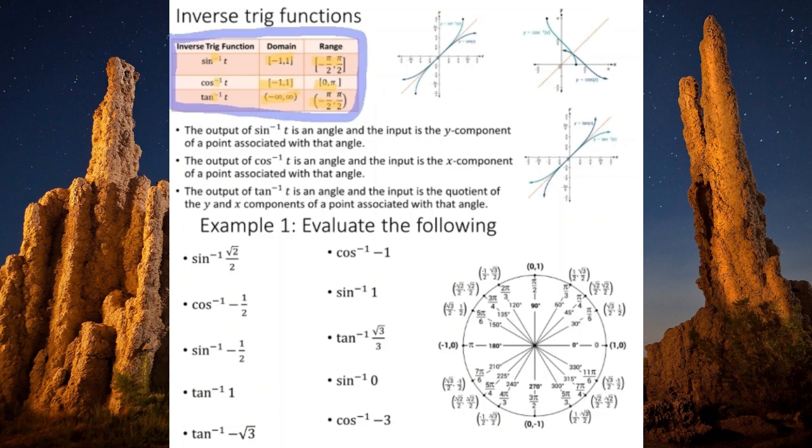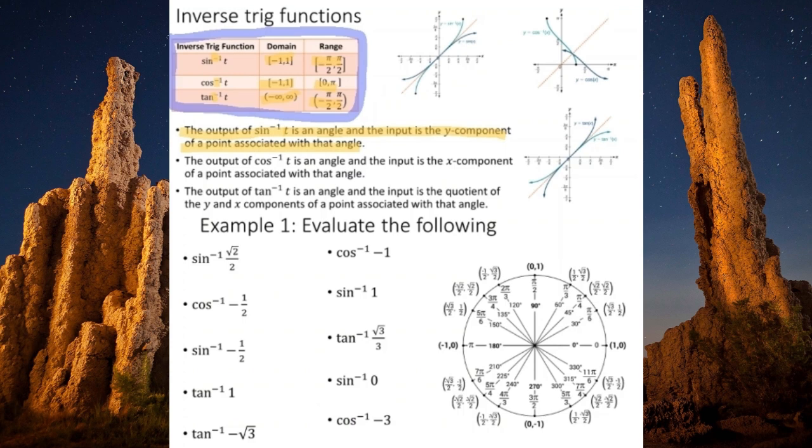Now, how do we evaluate our inverse trig functions? We have to reverse the definitions of sine, cosine, and tangent based on the unit circle. If we try to evaluate sine of an angle, the output was the y-coordinate of the point associated with that angle. If we reverse inputs and outputs for the inverse, the output of sine inverse t is going to be the angle, and the input of sine inverse t is going to be the y component associated with that angle.